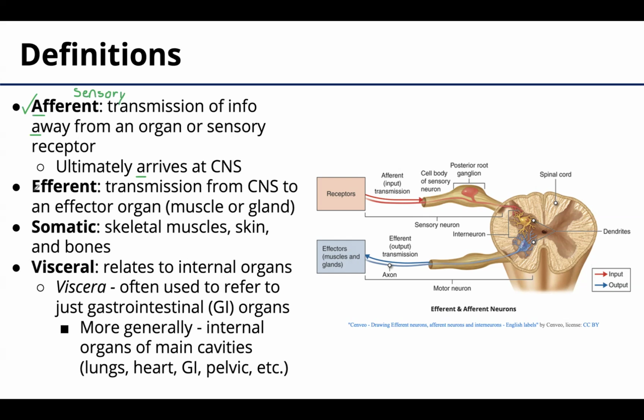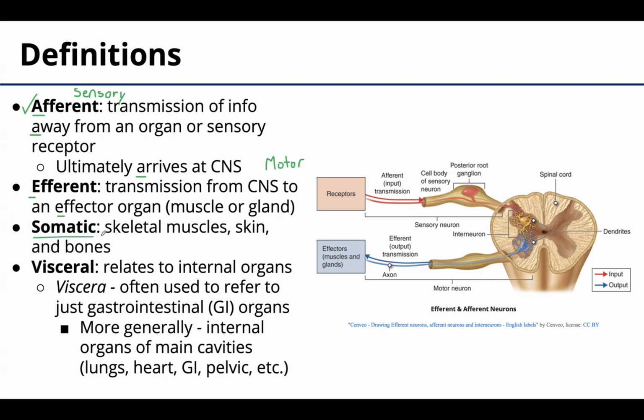Efferent fibers take transmissions from the CNS to an effector organ, causing some type of effect. Notice the E's there, that can be helpful in terms of remembering. Sometimes efferent fibers are simply referred to as motor fibers. So creating something to happen. So either it would cause some type of secretion when we're talking about glands, or it will cause contraction of a muscle.